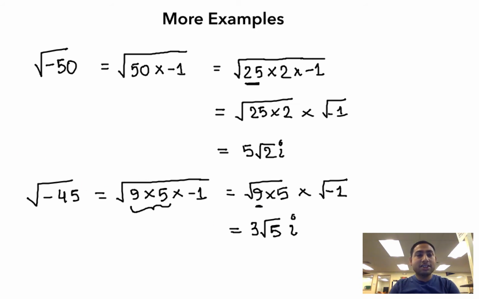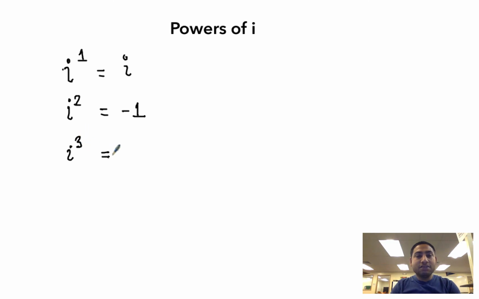All right, the last thing we're going to talk about in this video is powers of i. So first of all, i raised to the first power is just going to be i. Now i squared, again, remember the definition says i squared is negative 1. But what about i cubed? Well, i cubed is the same as i squared times i, right? Well, i squared is negative 1, times an i is negative i.